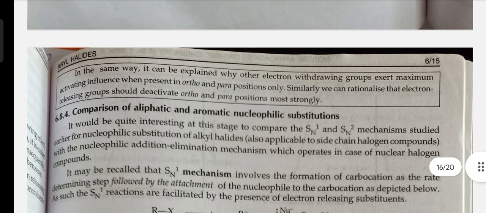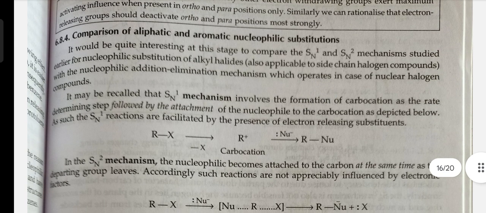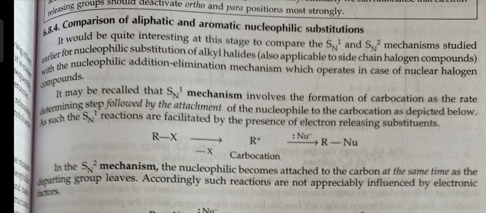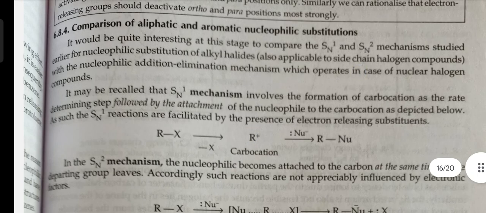Comparison of aliphatic and aromatic nucleophilic substitution. It would be quite interesting at this stage to compare the SN1 and SN2 mechanisms studied earlier, the nucleophilic substitution of alkyl halides, with the nucleophilic addition elimination mechanism which operates in the case of nuclear halogen compounds. It may be recalled that the SN1 mechanism involved the formation of a carbocation as the rate determining step, followed by the attachment of the nucleophile to the carbocation as depicted below.